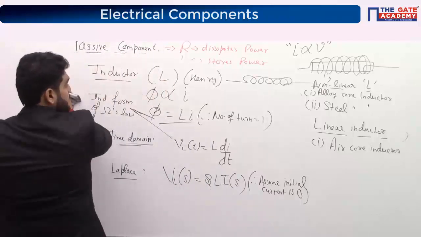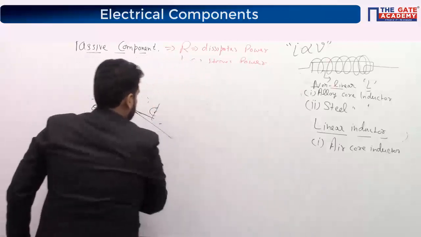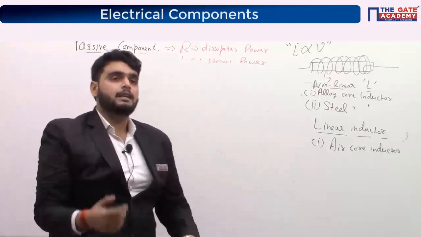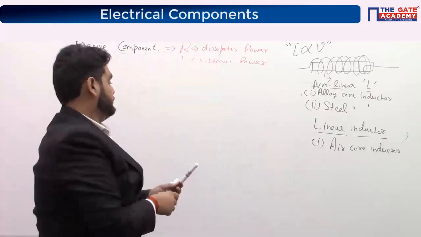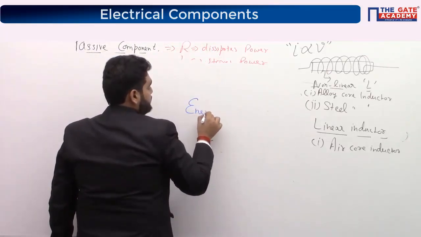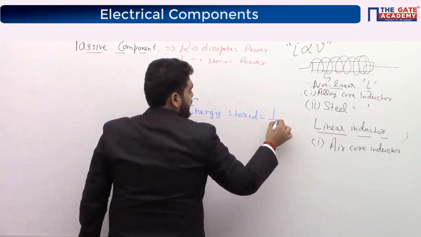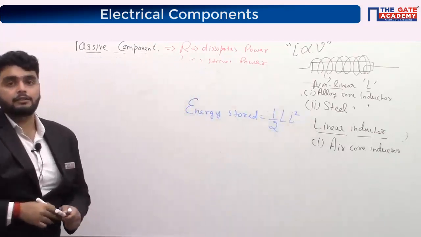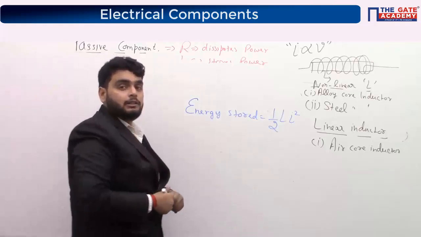Now we will see the capacitor. Before going to the capacitor, tell me what is the formula of energy stored in an inductor. The formula of energy stored in an inductor is half Li square. Half Li square. What is the formula? Half Li square.